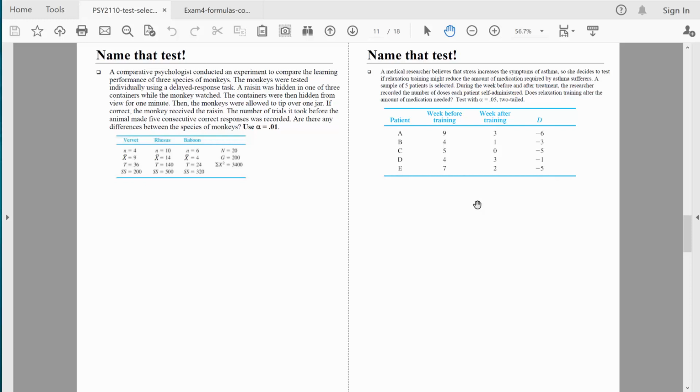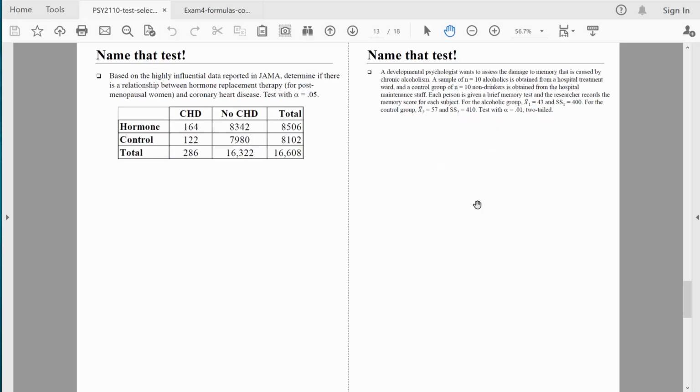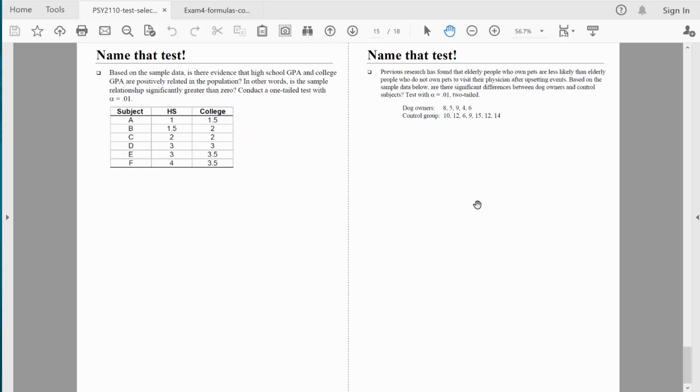I hope you're starting to understand how this strategy can really work well. Just simply look at the information you're provided and then match that information with the formulas that you have on your formula sheet. You can go through the remaining ones on your own if you'd like.